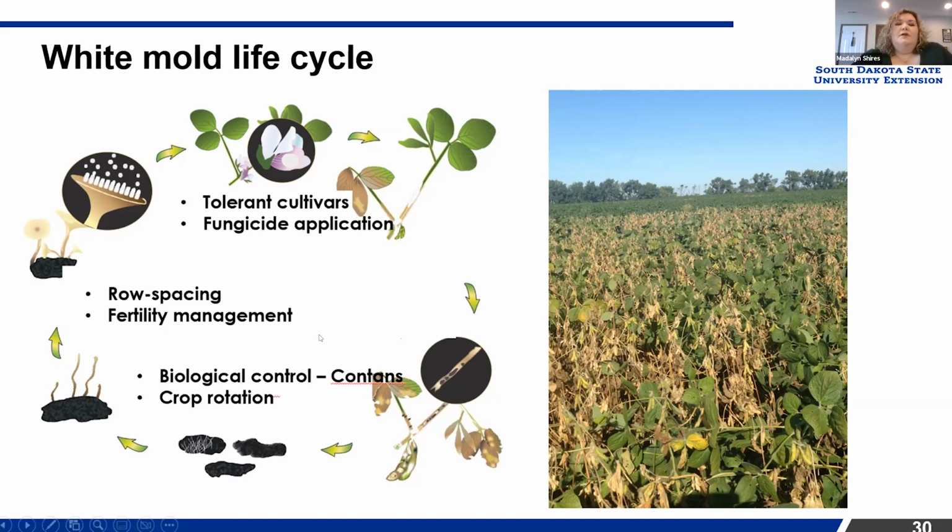Again, there are some tolerant cultivars. There are some fungicides, especially if you use them at the R1 time point. There are also some biological control options out there. Crop rotation can help manage this.